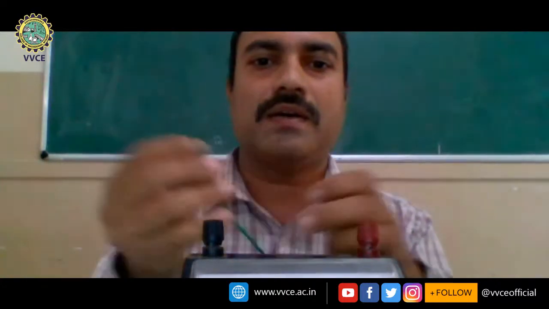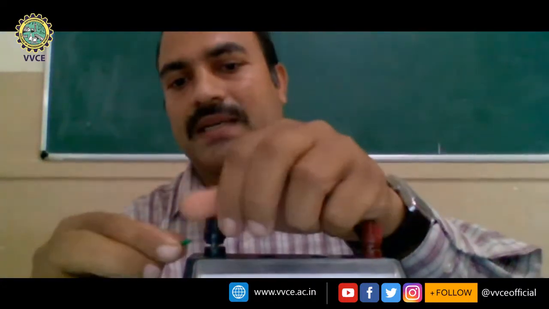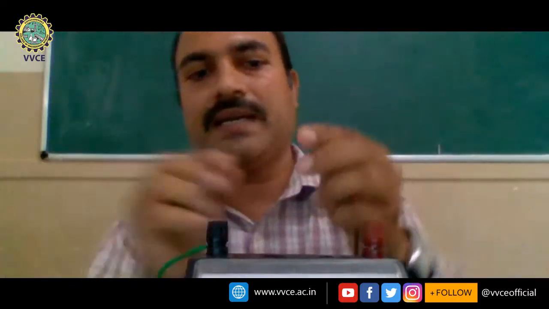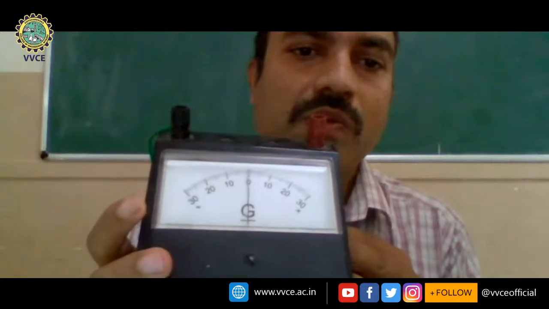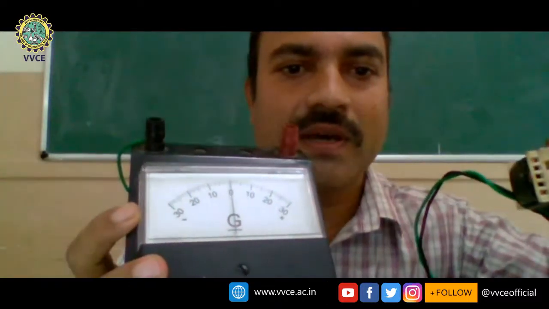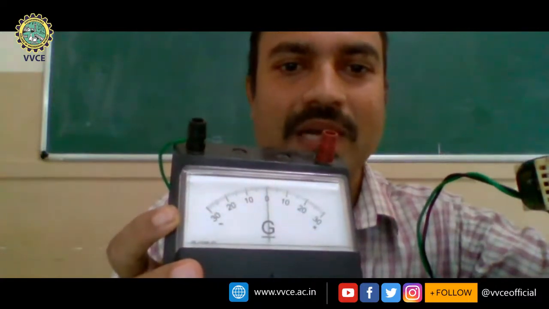Now, let us connect this to the two ends of the galvanometer. See, I am connecting the two ends of the wire to the galvanometer. Now, see, the pointer in the galvanometer still does not show any deflection. Here is a coil, and the two ends of the coil are connected to the galvanometer.